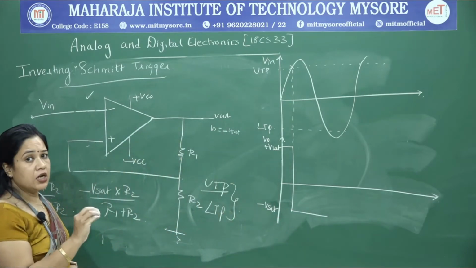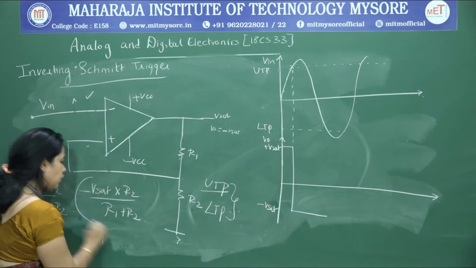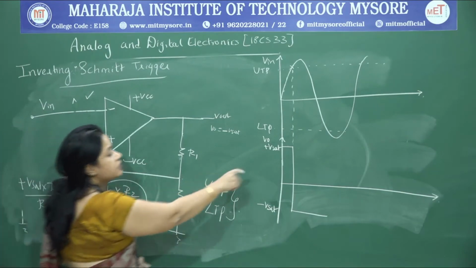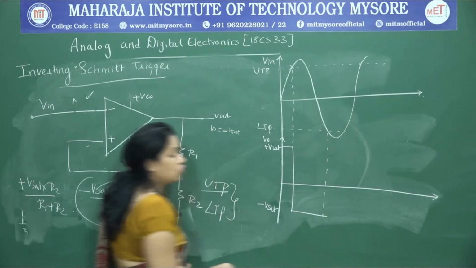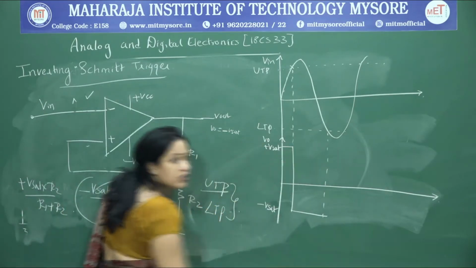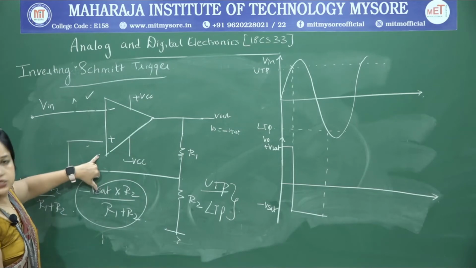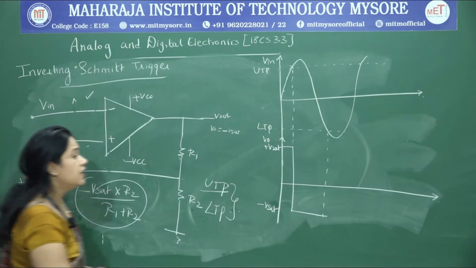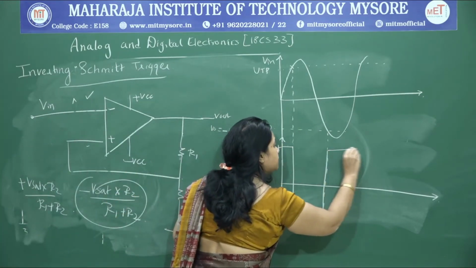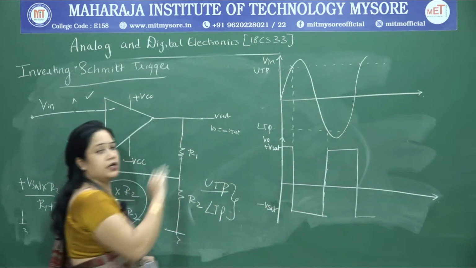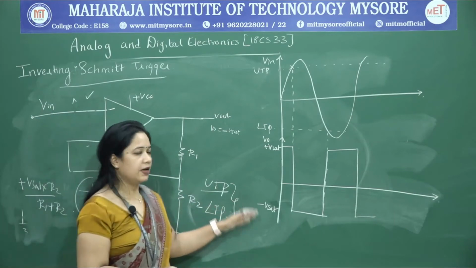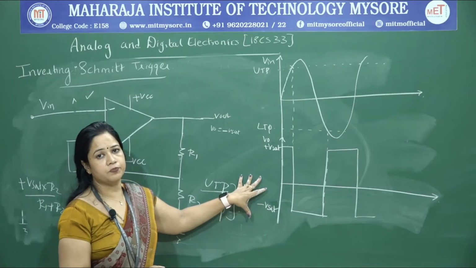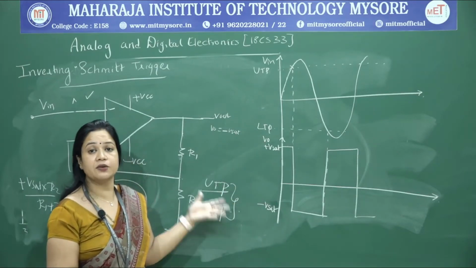Now, when the input falls below this value, below minus Vsat into R2 by R1 plus R2, which happens to be the negative or lower threshold point, what happens? Again, the input at the non-inverting terminal becomes greater than that of the inverting terminal, and the output switches back to plus Vsat. This continues. So, as I said earlier, your input wave is converted into a square output, or otherwise it acts as a comparator with hysteresis.